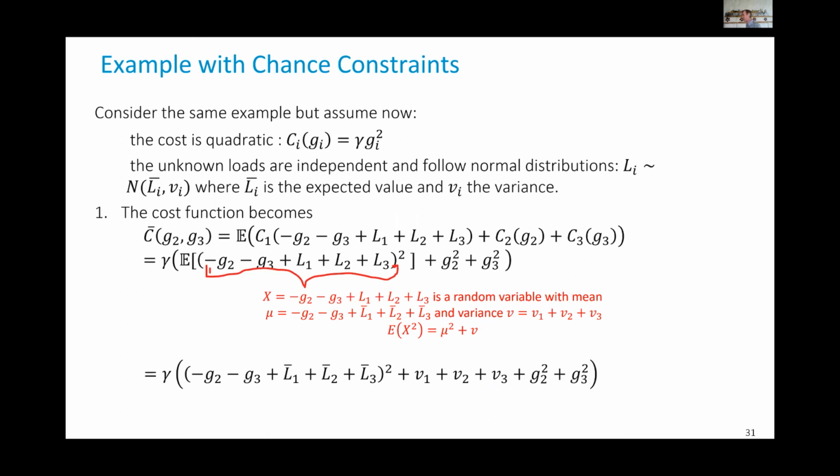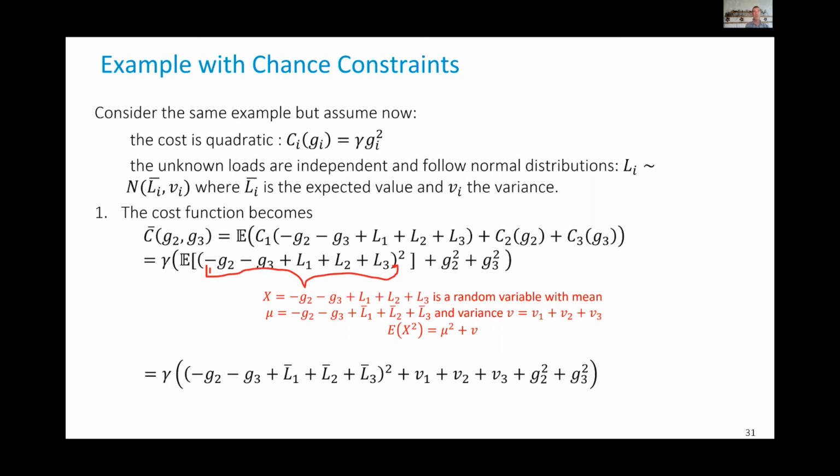I've seen a very simple example where I assumed that the cost was linear. And when the cost is linear, we don't need to worry too much about the distribution of the disturbance, because the only thing that appeared in the computation was the expected value of this disturbance, the average value here.